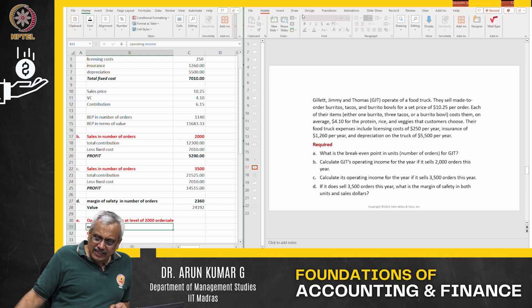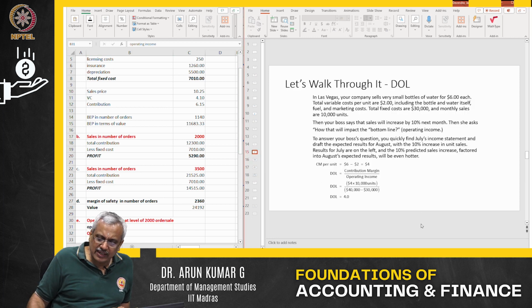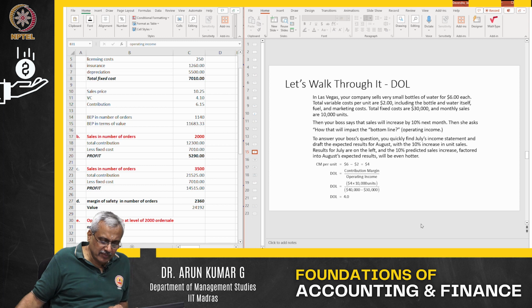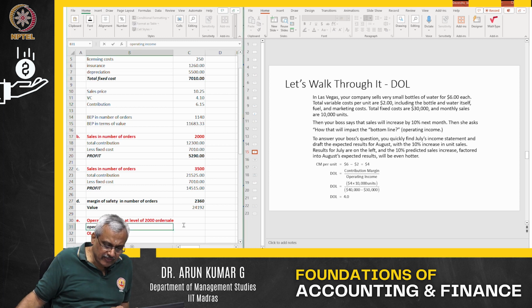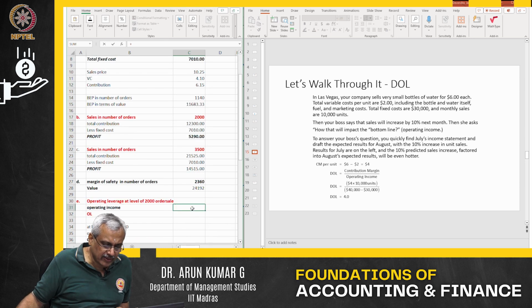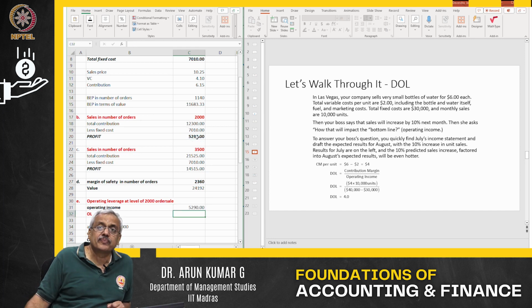What did we say the degree of operating leverage is? Let us go back to the slide. Degree of operating leverage is contribution margin by operating income. What is the operating income if it sells 2,000 orders? The operating income if it sells 2,000 orders is 5,290.